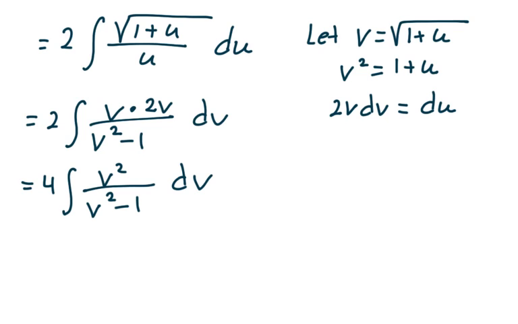And this here can be done a couple ways. It could be trigonometric substitution, or it could be partial fractions. And in another video, we're going to continue. I'm going to subtract and add 1. And I'm going to break this apart into 4 times the integral of 1 plus 1 over v squared minus 1 dv.